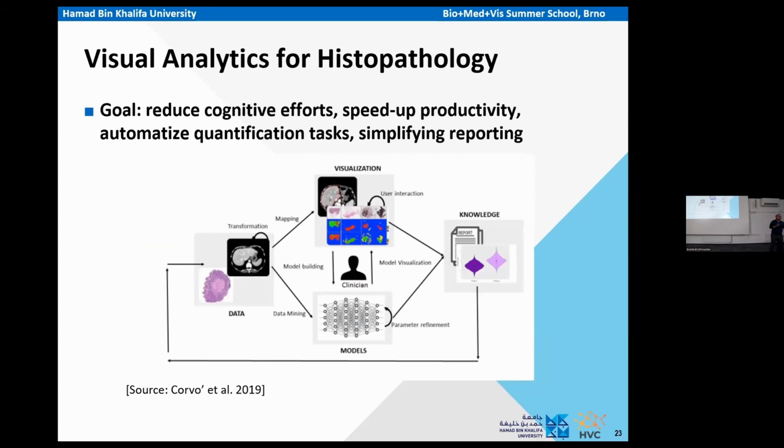This is a very small overview of the current trends regarding the usage of this kind of models. I think that today you had a lot of talks about visual analytics and the visual analytics workflow, how to put together visualization, data, and models, and to put the operator in the loop.